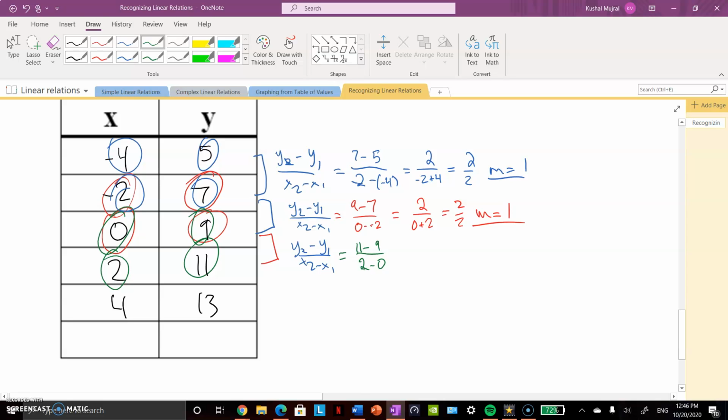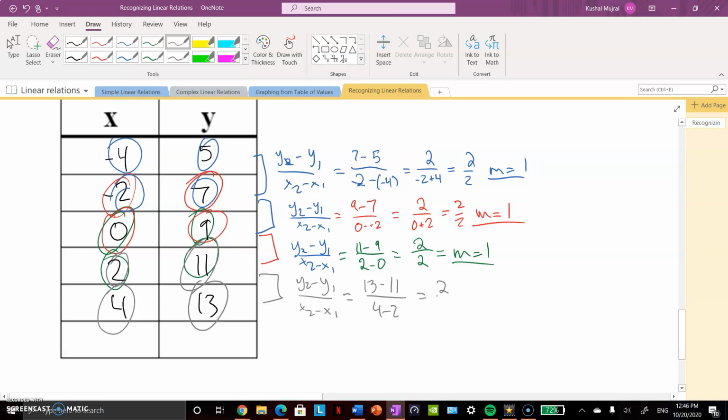You can slow down and pause, because I know I'm going by a bit quick, but we have a lot of questions here, and these questions take a lot of time. So this is 2 over 2, which is 1, so m equals 1. Let's take a look at this one. Y2 minus y1 over x2 minus x1: this is y2, this is y1, this is x2, this is x1. So that is 13 minus 11 over 4 minus 2, which is 2 over 2, so m equals 1.